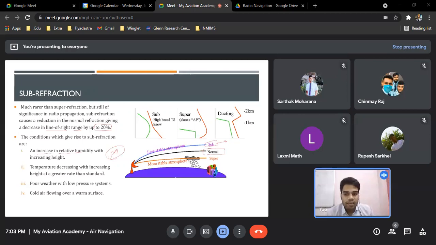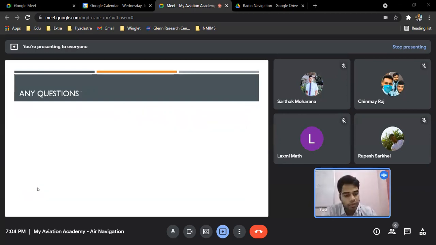If there is an increase in relative humidity, temperature decreasing with increasing height, poor weather conditions, low pressure systems, cold air over warm air, all of them are indicating an increase in density somewhere. All right, that marks the end of this chapter.